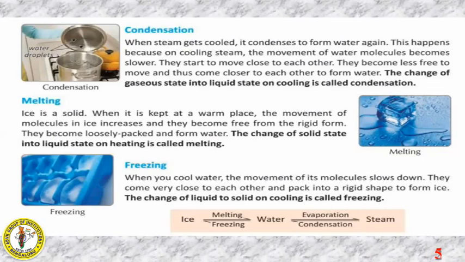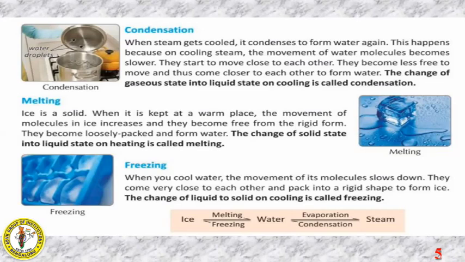When it is kept at a warm place, the movement of molecules in ice increases and they become free from the rigid form. They become loosely packed and form water. So when you take the ice cube from the refrigerator and keep it out for some time, you cannot see the ice cubes, you can see only water. So what about the ice cubes? The ice cubes have absorbed the heat from the atmosphere and they got converted into water.